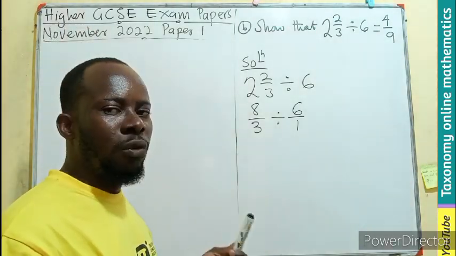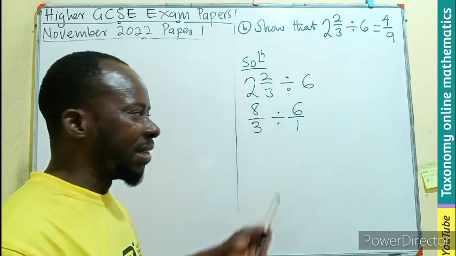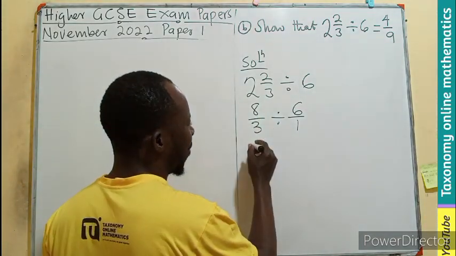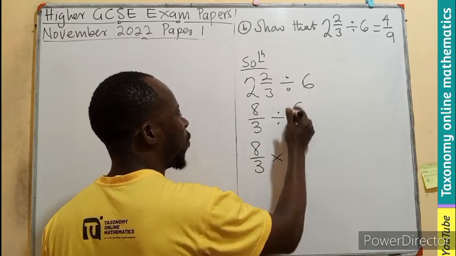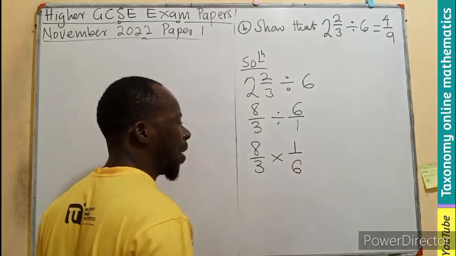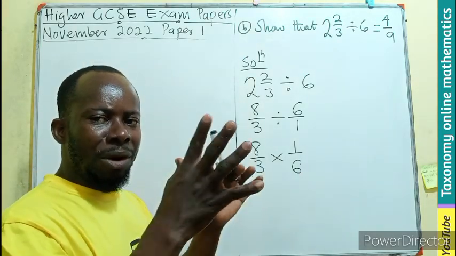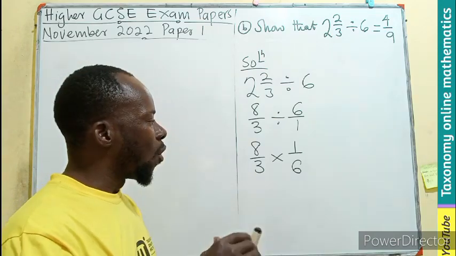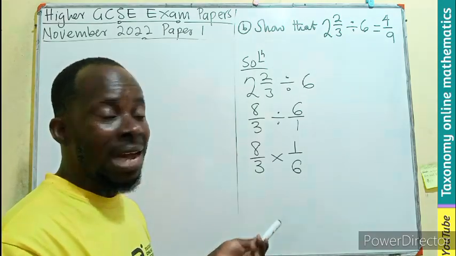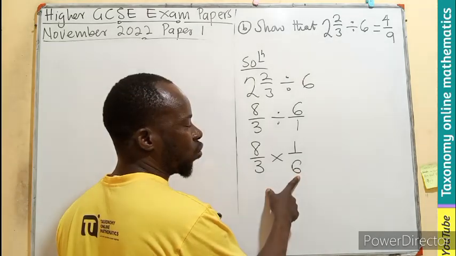Now when you are dividing two fractions, we turn the division to multiplication and flip the second fraction, meaning I'll be having 8 divided by 3 times 1 on top, 6 down. So these are two fractions that are multiplying. We can multiply the numerators together and the denominators together, or we look for a common factor and cancel. I can see 2 can divide here and divide here as well.